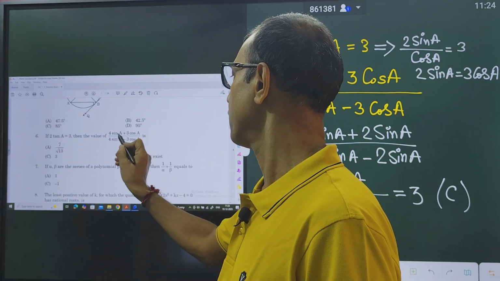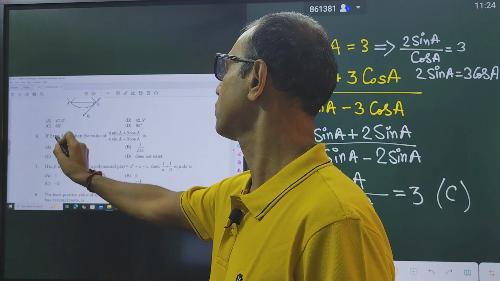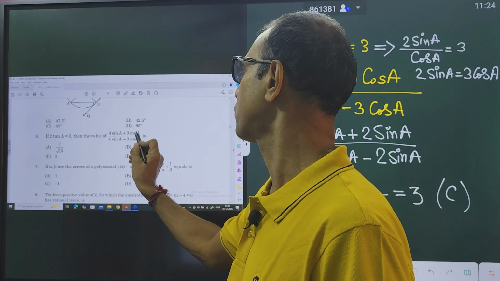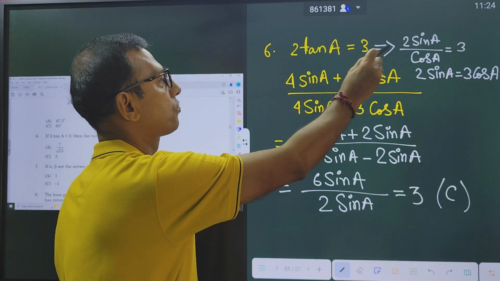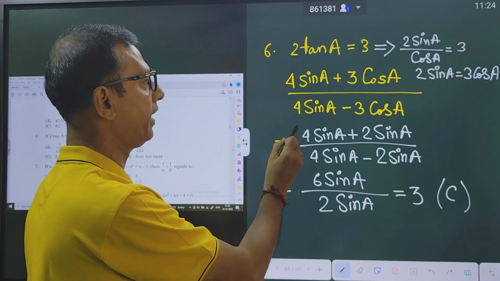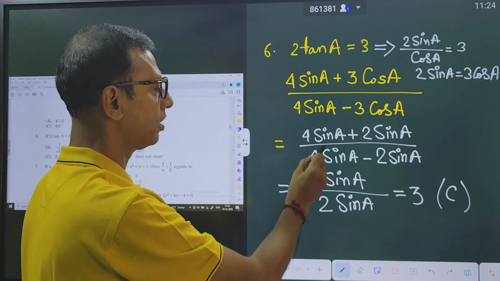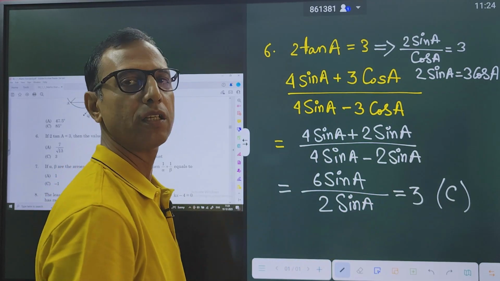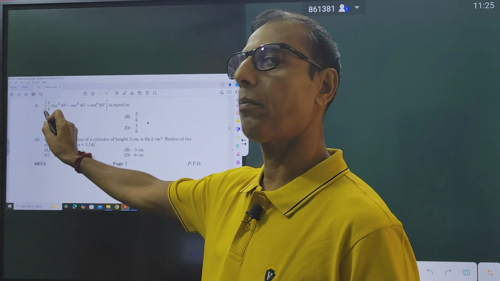Or you convert this 2 tan A into sin A by cos A, that means 2 sin A equals to 3 cos A, and then replace the value of 3 cos A with 2 sin A. So that is the second approach I have taken here. 2 tan A equals to 3, 2 sin A by cos A equals to 3, that means 2 sin A equals to 3 cos A, and then I am replacing the value of 3 cos A with 2 sin A. So just add it and subtract it in the numerator and denominator, and that is 3. So answer is 6C.